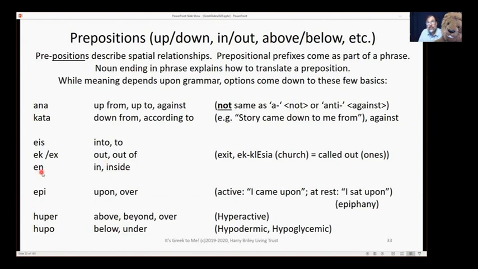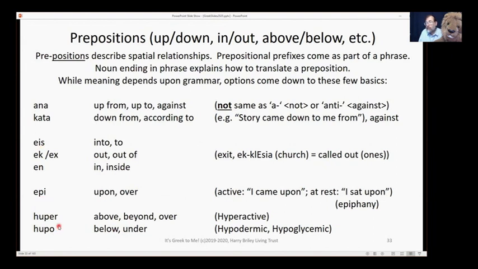En is just like the English word in. En, in. They even look alike in the Greek of the New Testament. And so if you see en, it's just simply in. So your brain will rapidly start recognizing en as in. So in, out, and going into. En, ek, eis.